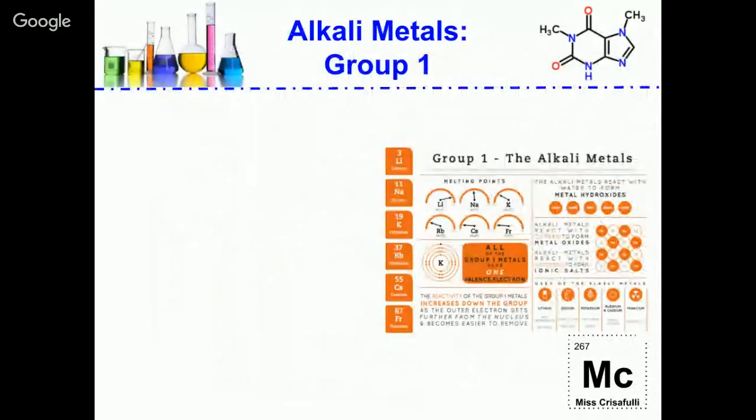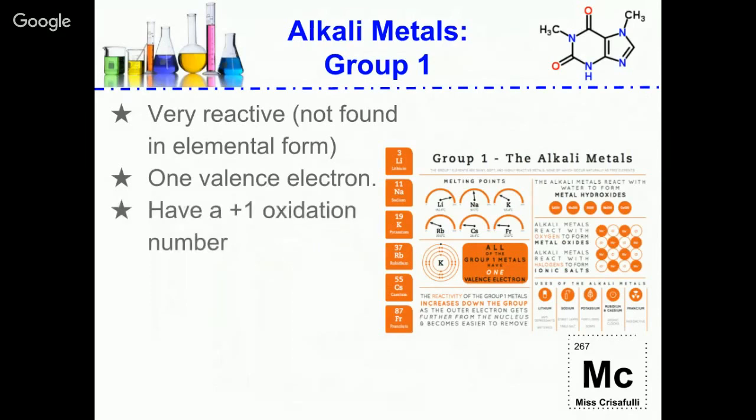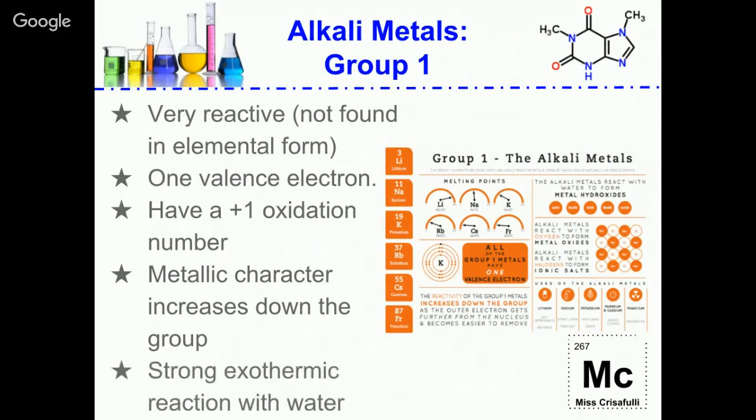So we have the alkali metals, which are group 1. They are very reactive. They're not found in elemental form, which means that these elements are always going to be found in compounds. They have 1 valence electron. They have an oxidation number of +1. They have a metallic character that will increase as you go down that group. So when we're looking at the alkali metals, francium is at the bottom. That's going to be the one with the highest metallic character. And they have a very strong exothermic reaction with water.